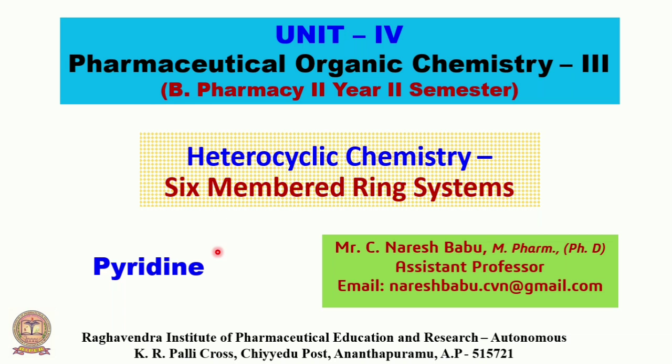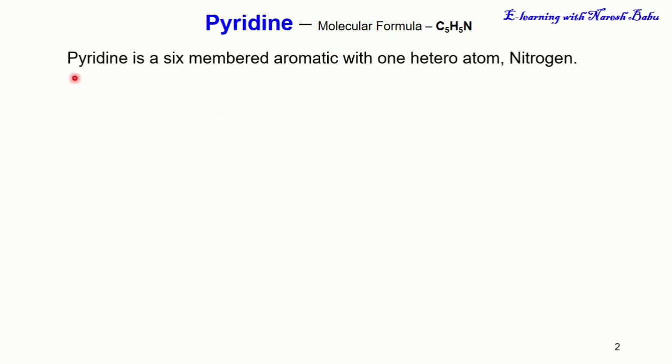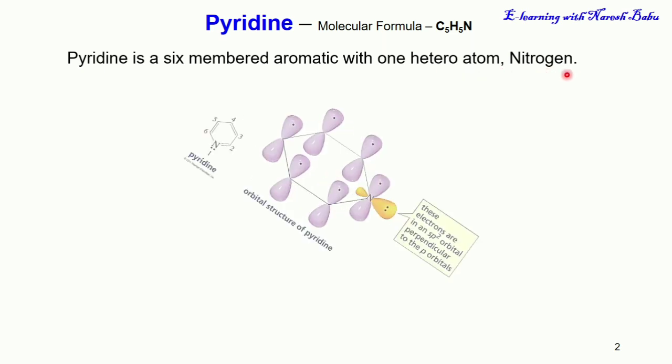First of all, we need to see the structure of pyridine. Its molecular formula is C5H5N. In benzene, C6H6, one of the carbons is replaced with nitrogen. So pyridine is a six-membered aromatic ring with one heteroatom, and the heteroatom present is nitrogen.